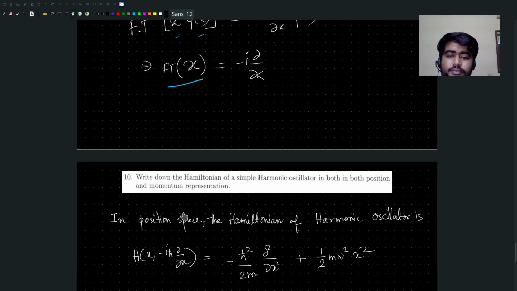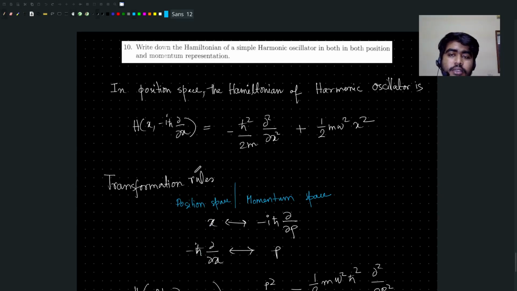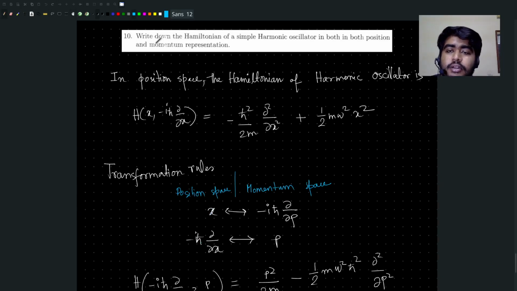Okay, all right. So this asks you to write down the Hamiltonian for a simple harmonic oscillator in both position and momentum representation. As you know, in position representation, it is given by p square by 2m. So I have written out the p square by 2m part in terms of partial derivatives, and there is a quadratic potential for the harmonic oscillator.